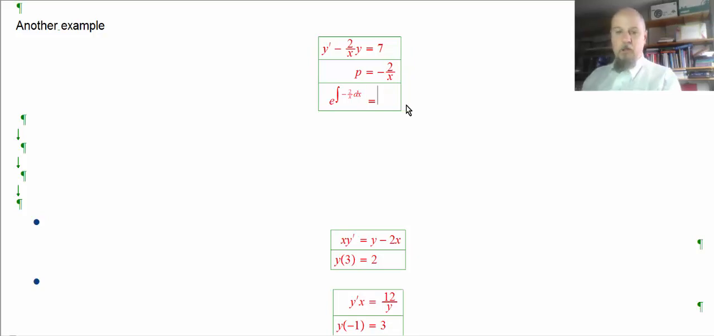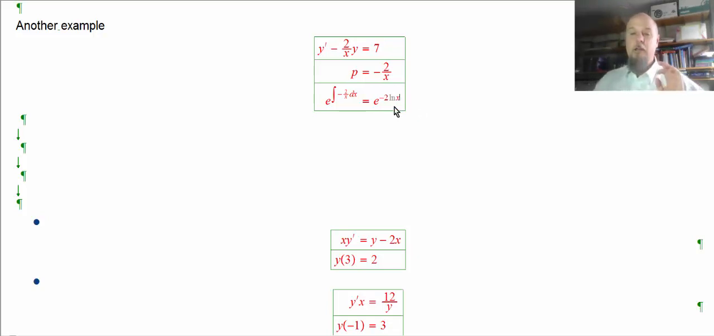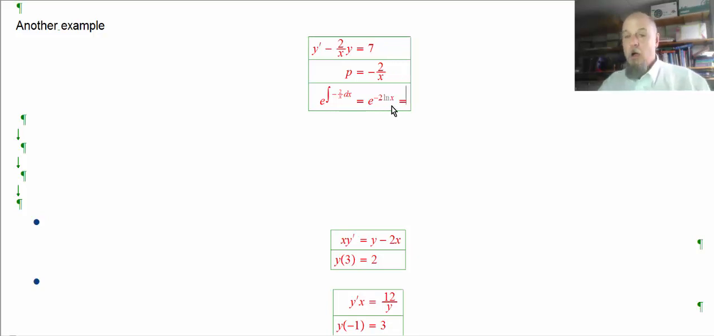Now let's do our integration here. That's going to be e to the minus 2 ln x. I'm ignoring the absolute value thing for a second. So I've integrated this. But one of the things that we should do then is to fully simplify our integrating factor before we multiply through.